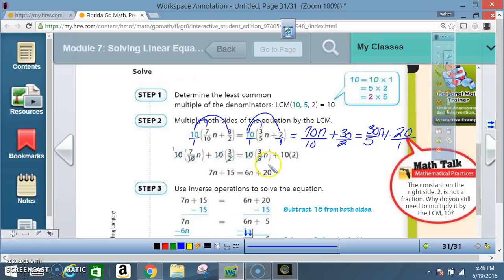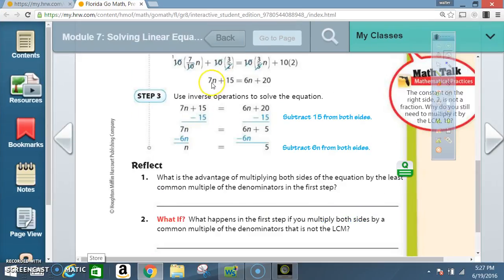Okay, next we're going to simplify. What's 70 divided by 10? That's 7. So you're left with 7n. What's 30 divided by 2? That's 15. What's 30 divided by 5? That's 6. Don't forget to bring that n along for the ride. And then, of course, what's 20 divided by 1? That's 20. So our equation then is 7n plus 15 is equal to 6n plus 20.